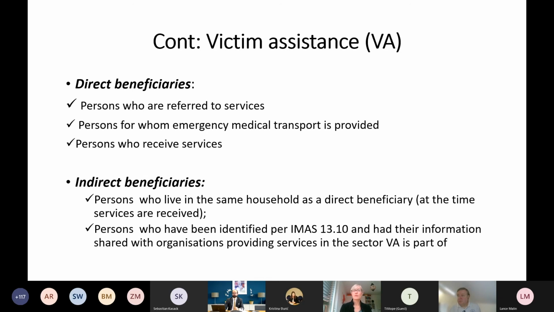These are defined as persons who either live in the same household as a direct beneficiary at the time the services, and we're here referring to MHPSS, rehab, any kind of direct victim assistance service. For example, indirect beneficiaries are the children of a man who has received mental health and psychological support or a prosthetic leg. Indirect beneficiaries are also people who have been identified as per IMAS 1310 and had their information shared with organizations providing services in the sector that victim assistance is a part of.